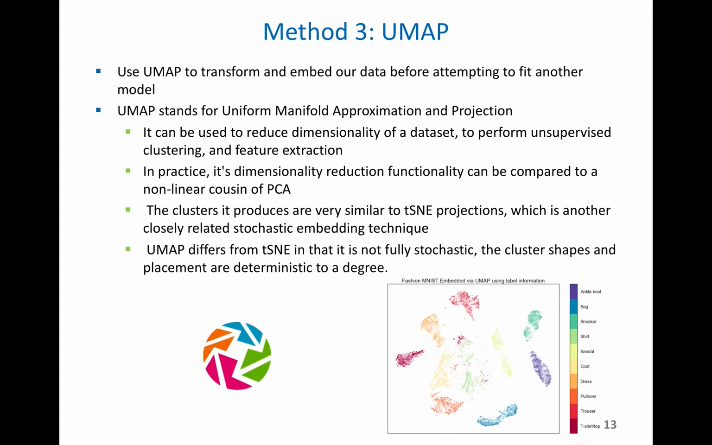The third method we wanted to look at was called the UMAP method. This stands for Uniform Manifold Approximation and Projection. It's a way of reducing dimensionality of a dataset, and it can also perform unsupervised clustering and feature extraction. In practice, it can be used for its dimensionality reduction functionality, and can be thought of as a nonlinear cousin of PCA. In the clusters it produces, as you can see in some examples here with the Fashion MNIST dataset, the clusters look very similar to the t-SNE projections that we've used in class.